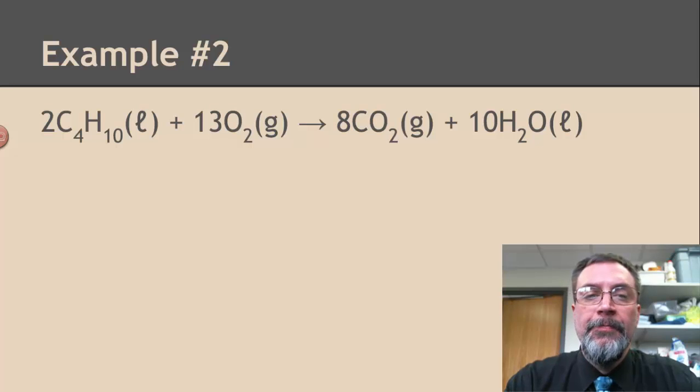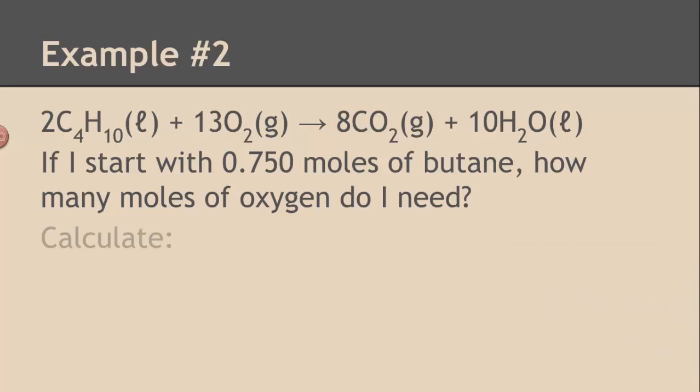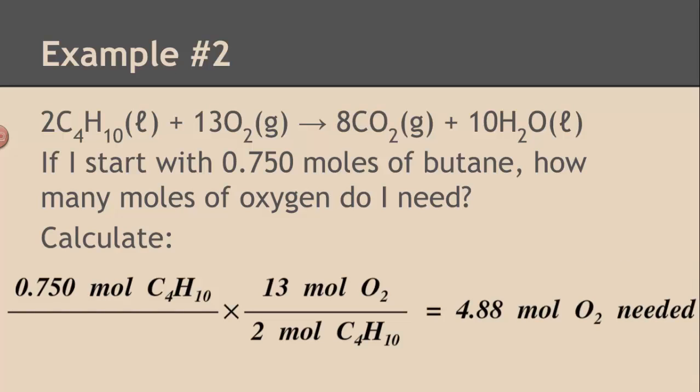I treat it the same way. Okay, so the question I'm going to ask myself is, if I start with 0.750 moles of butane, how many moles of oxygen do I need? I need 6.5 times the number of moles of oxygen as the moles of butane, right? Because it's 2 to 13. So do the calculation. 0.750 moles of butane, 13 moles of O2 to 2 moles of C4H10. That gives me 4.88 moles of oxygen that I need in order to react all of my butane away.